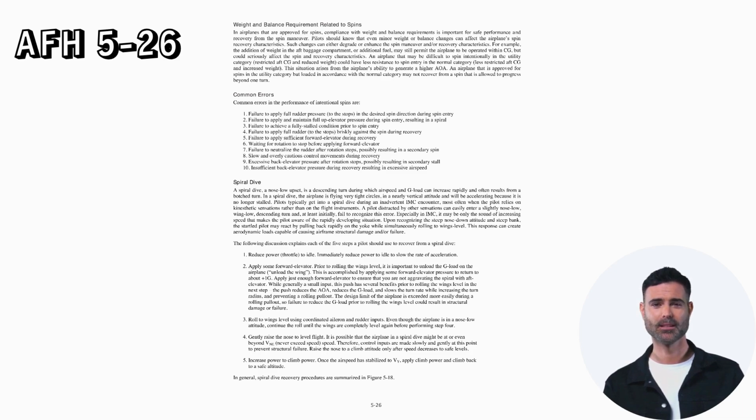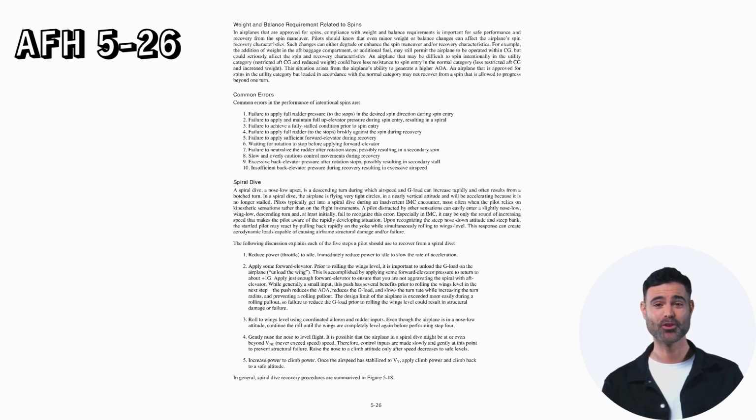Upon recognizing the steep nose-down attitude and steep bank, the startled pilot may react by pulling back rapidly on the yoke while simultaneously rolling to wings level. This response can create aerodynamic loads capable of causing airframe structural damage and/or failure. The following discussion explains each of the 5 steps a pilot should use to recover from a spiral dive.